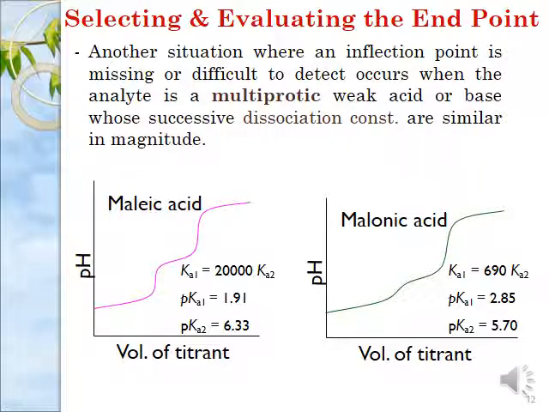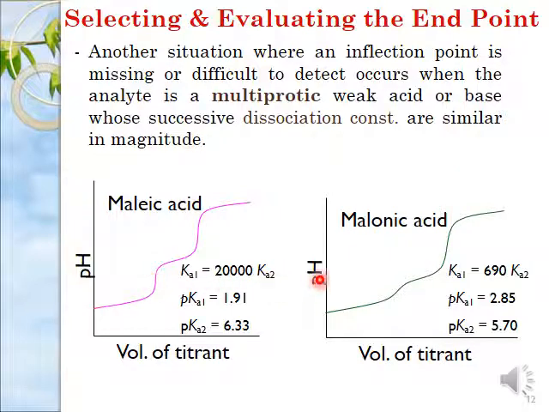Another situation where the inflection point is missing or very difficult to detect is when the analyte or sample is multiprotic, so it can be a polyprotic acid or polyprotic base. For example, here malic acid is an example of a polyprotic acid. You can see two nice inflection curves here, where pKa1 is 1.9 and pKa2 is 6.33, and Ka1 is 20,000 times larger than Ka2.